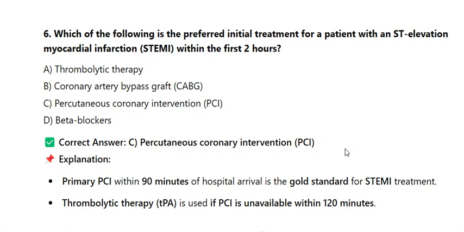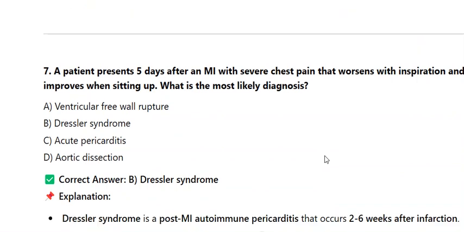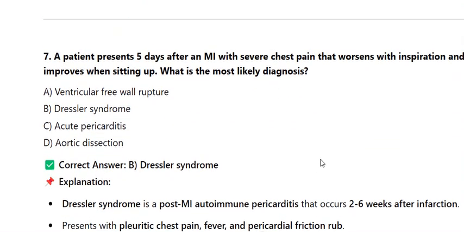7. A patient presents 5 days after an MI with severe chest pain that worsens with inspiration and improves when sitting up. What is the most likely diagnosis? A. Ventricular free wall rupture. B. Dressler syndrome. C. Acute pericarditis. D. Aortic dissection. Correct answer B. Dressler syndrome. Explanation: Dressler syndrome is a post-MI autoimmune pericarditis that occurs 2 to 6 weeks after infarction. Presents with pleuritic chest pain, fever, and pericardial friction rub. Treated with NSAIDs, e.g. aspirin, and colchicine.